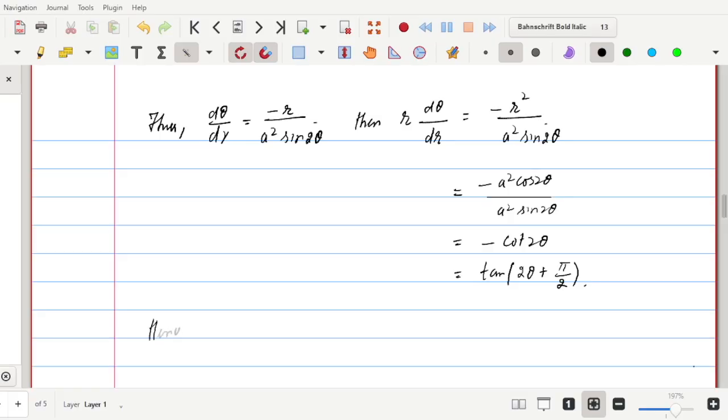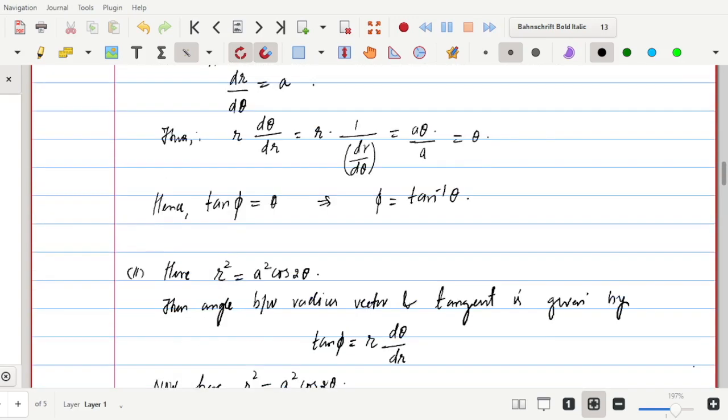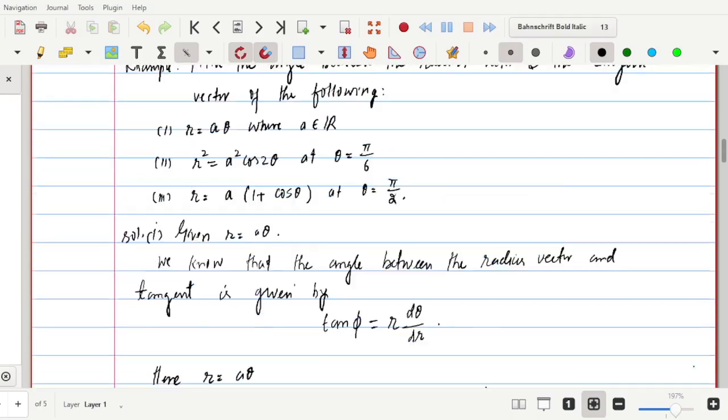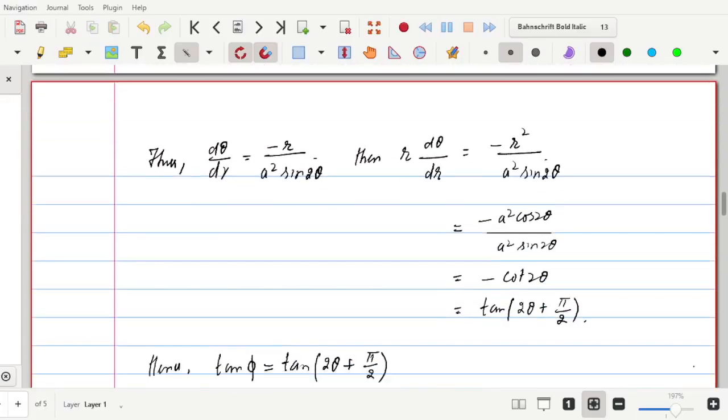Hence, from the formula for the angle between the radius vector and the tangent, tan phi is equal to r d theta by dr, which we have computed to be tan of 2 theta plus pi by 2. Now applying tan inverse on both sides, this gives phi is equal to 2 theta plus pi by 2. Our question's second part was to find the angle between the radius vector and the tangent vector at theta equal to pi by 6. So now we should substitute theta equal to pi by 6.